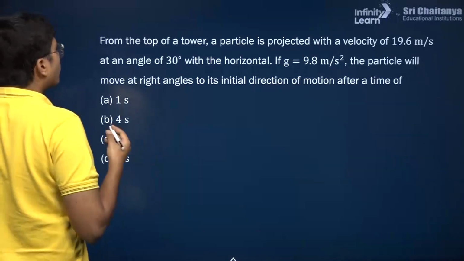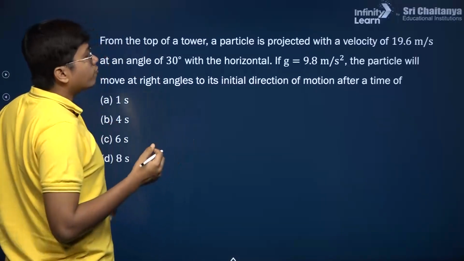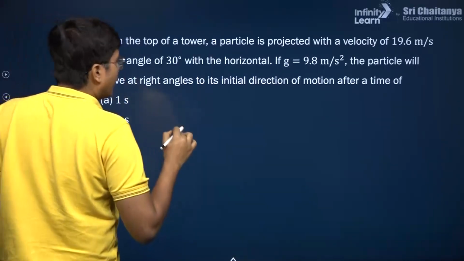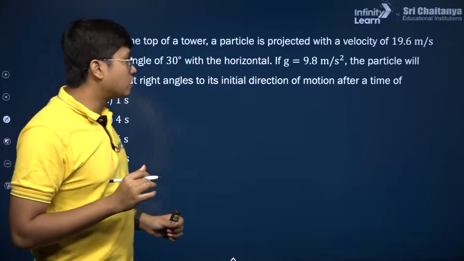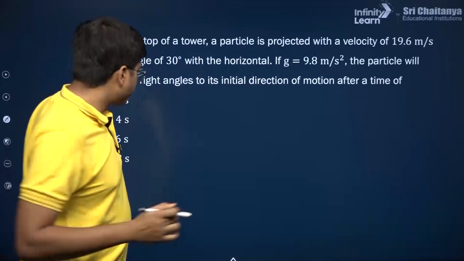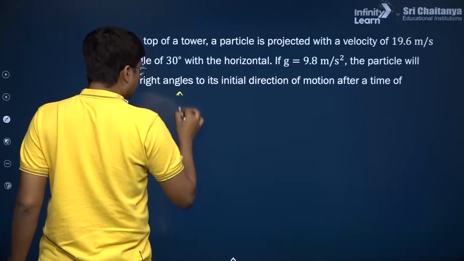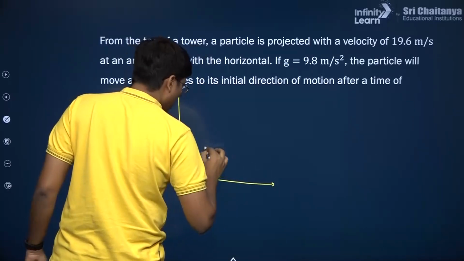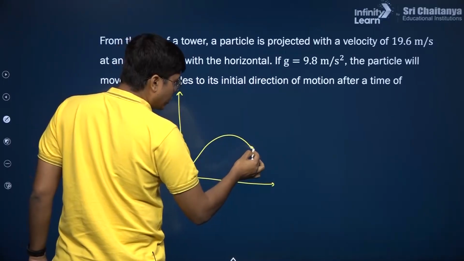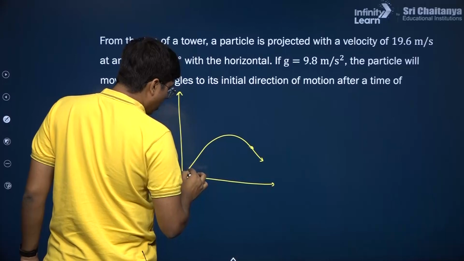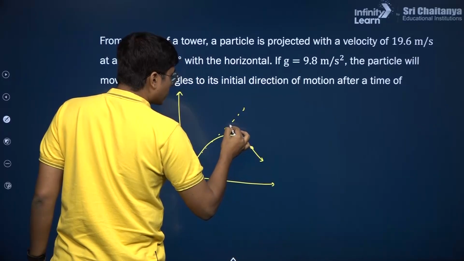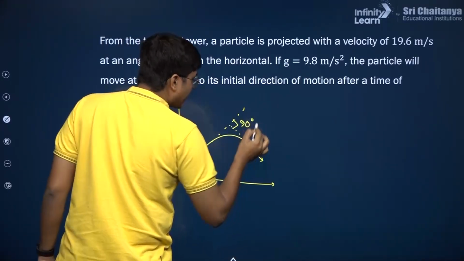This one says from the top of a tower, a particle is projected with a velocity of 19.6 meters per second at an angle of 30 degree with the horizontal. If g is equal to 9.8 meters per second square, the particle will move at right angles to its initial direction of motion after a time. So over here, suppose this is the projectile motion. You launched it and it's coming down, and this is the point where if you look at the direction of velocity, this is your launch velocity, right? If you trace it out and if you trace this back, then this is 90 degree.